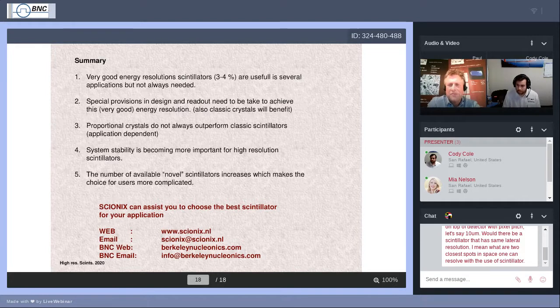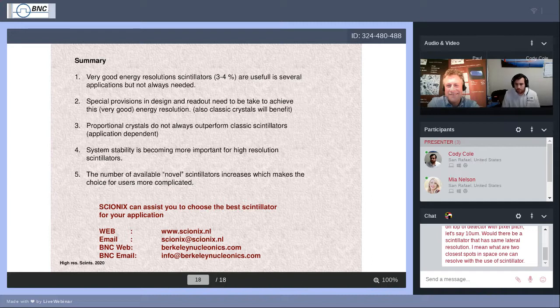I saw an interesting question from Machi Kapusta. He asked if nanoscintillators are possible. That's a good question. I think that nanoscintillators is a very interesting concept, but we still have to see the birth certificate of a nanoscintillator in the form of a pulse height spectrum. When we see that, then we know it's possible.